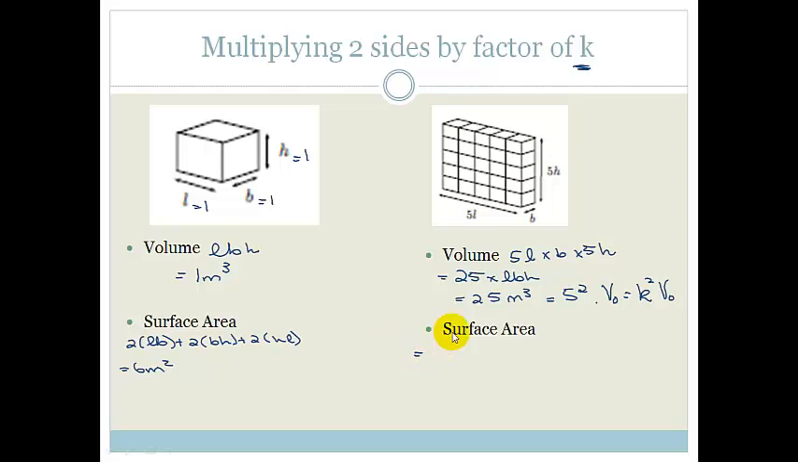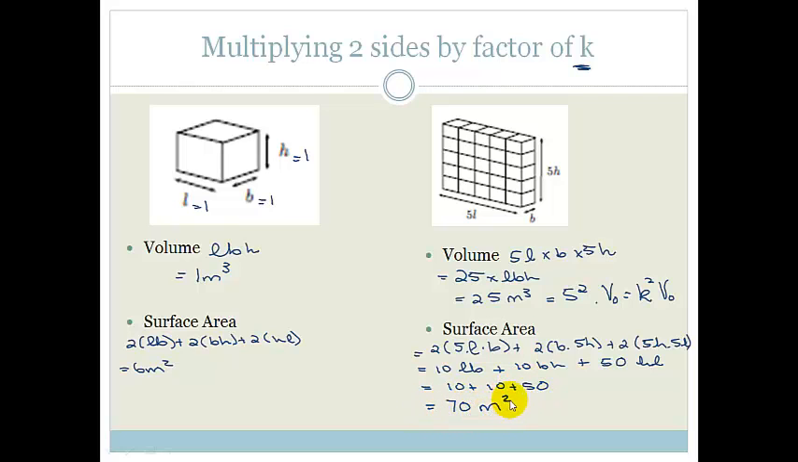So therefore, our total surface area is going to be 2 times 5L times B plus 2 times, it's B and H, so it's B times 5H, plus 2 times, this time it's HL, so it's going to be 5H times 5L, which becomes 10LB plus 10BH plus 5 times 5 is 25, 50HL, which, because all of these are just ones, becomes 10 plus 10 plus 50, which is 70 square meters. So again, considerably bigger.